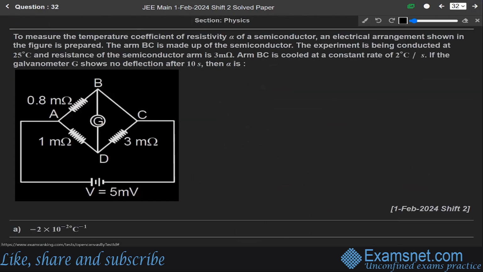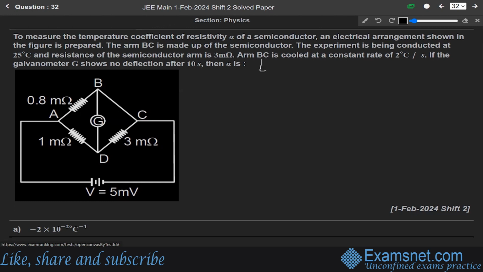Now next question, 32. To measure the temperature coefficient of resistivity alpha of a semiconductor, an electrical arrangement shown in the figure is prepared. The arm BC is made up of semiconductor. The experiment is being conducted at 25 degrees Celsius, and the resistance of the semiconductor arm is 3 milliohm. Arm BC is cooled at a constant rate of 2 degrees Celsius per second. If the galvanometer G shows no deflection after 10 seconds, then alpha is.